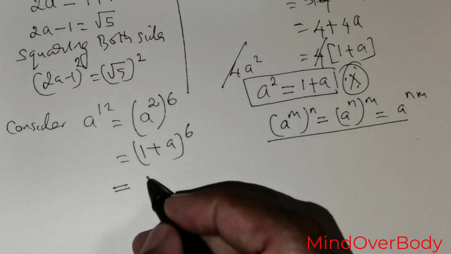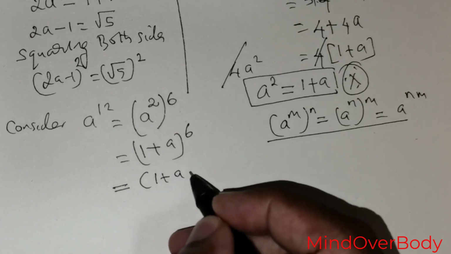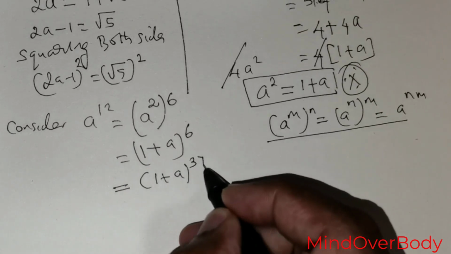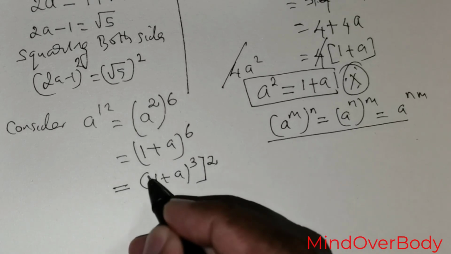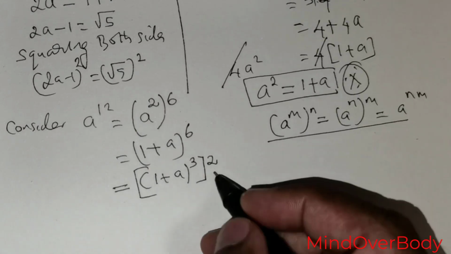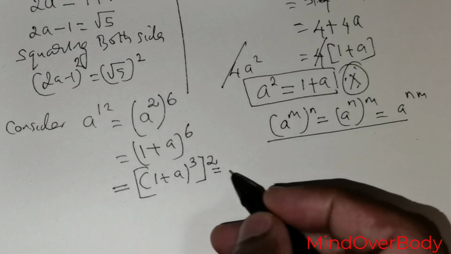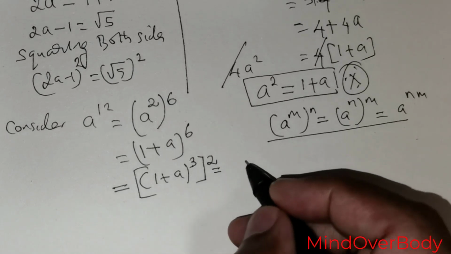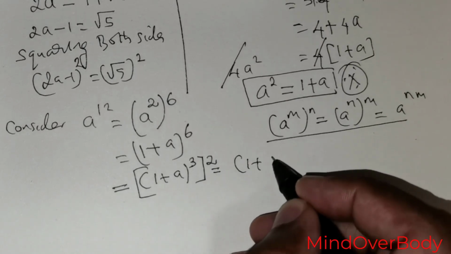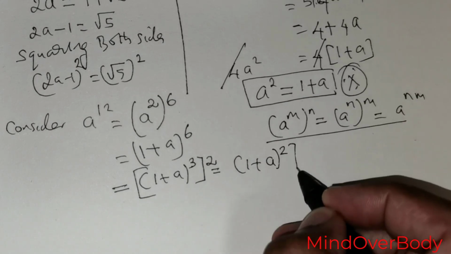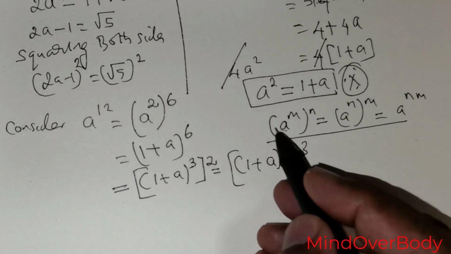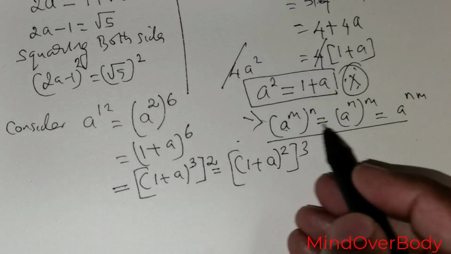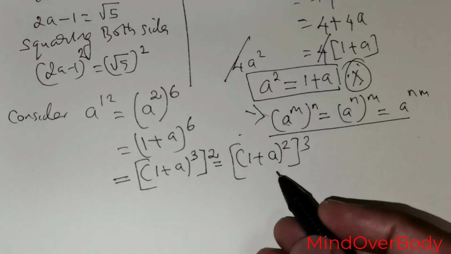So I'm going to rewrite this as (1 + a) raised to the power of 3, and this in turn is raised to the power of 2. I can rewrite it like this. Now what I wish to do is, instead of having the 3 inside and 2 outside, I would like to rewrite this as ((1 + a)²) raised to the power of 3. So this is exactly what the law of indices permits us to do.